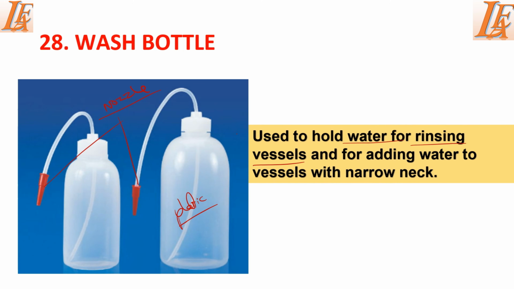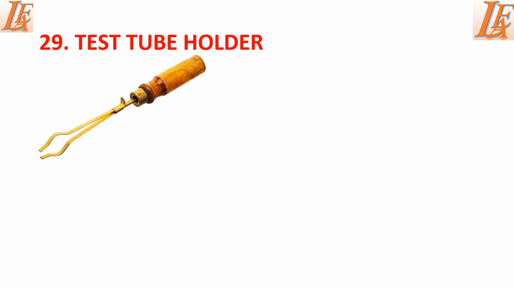Remember, when you are performing experiments, if you are done with the first set of experiment and you want to perform the second one, then you have to rinse your apparatus. For you to rinse your apparatus to avoid contamination, you use water, and the water that you use is contained in a wash bottle. Apart from that, a wash bottle is used in adding water into vessels with a very narrow neck.